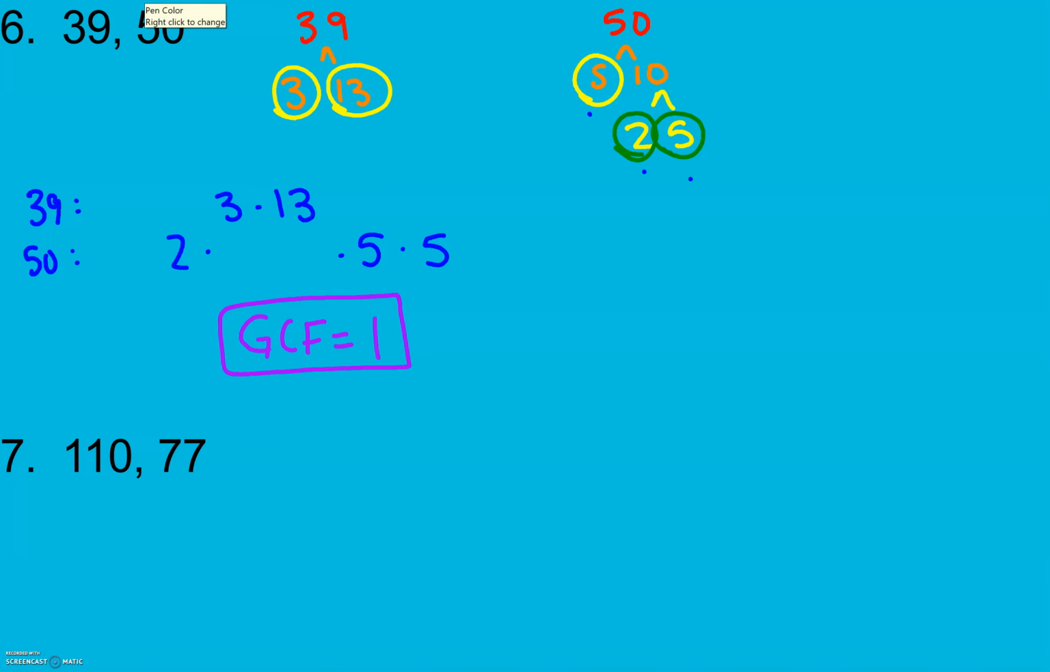So are these relatively prime? Yes, they are relatively prime because their greatest common factor is 1. They have no other factors in common. Give 7 a try. 110 and 77.